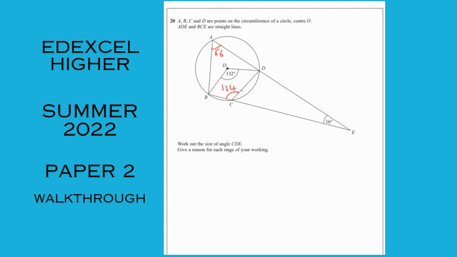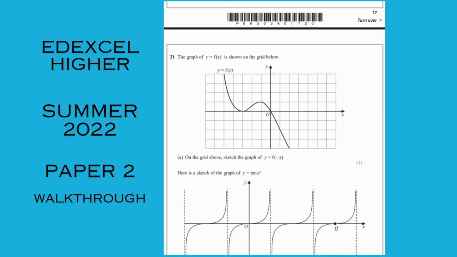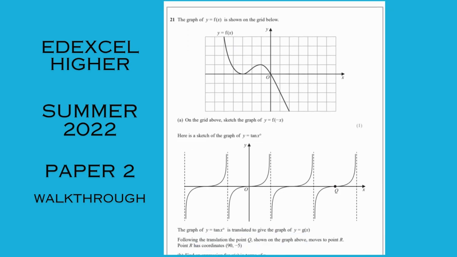Angles on a straight line make 180. So that is 66. And it wants angle CDE, which is there. So we have angles in a triangle: 180, take away 66, take away 16. You get 98 on the dotted line, which is hiding. There it is.